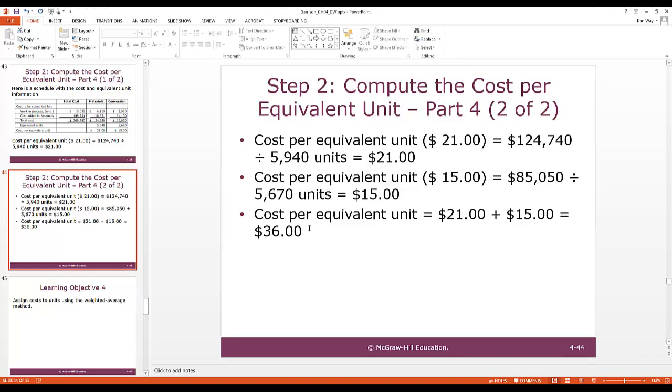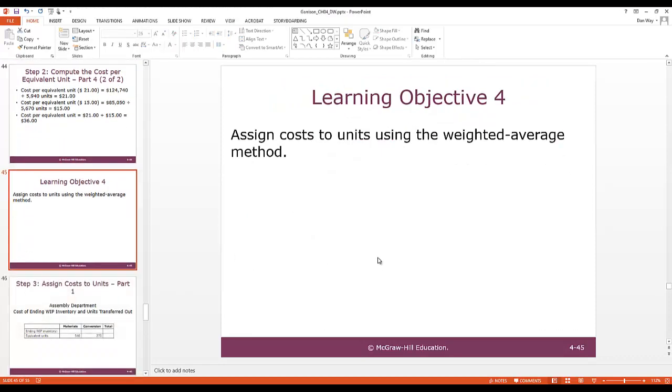So our total cost per equivalent unit, here's where we can combine them, is the 21 plus the 15, or $36. And that's what we'll use to assign costs to units that have been completed and transferred out. And we'll do that in just a moment. So in fact, learning objective 4 was to assign cost to units using the same weighted average method.